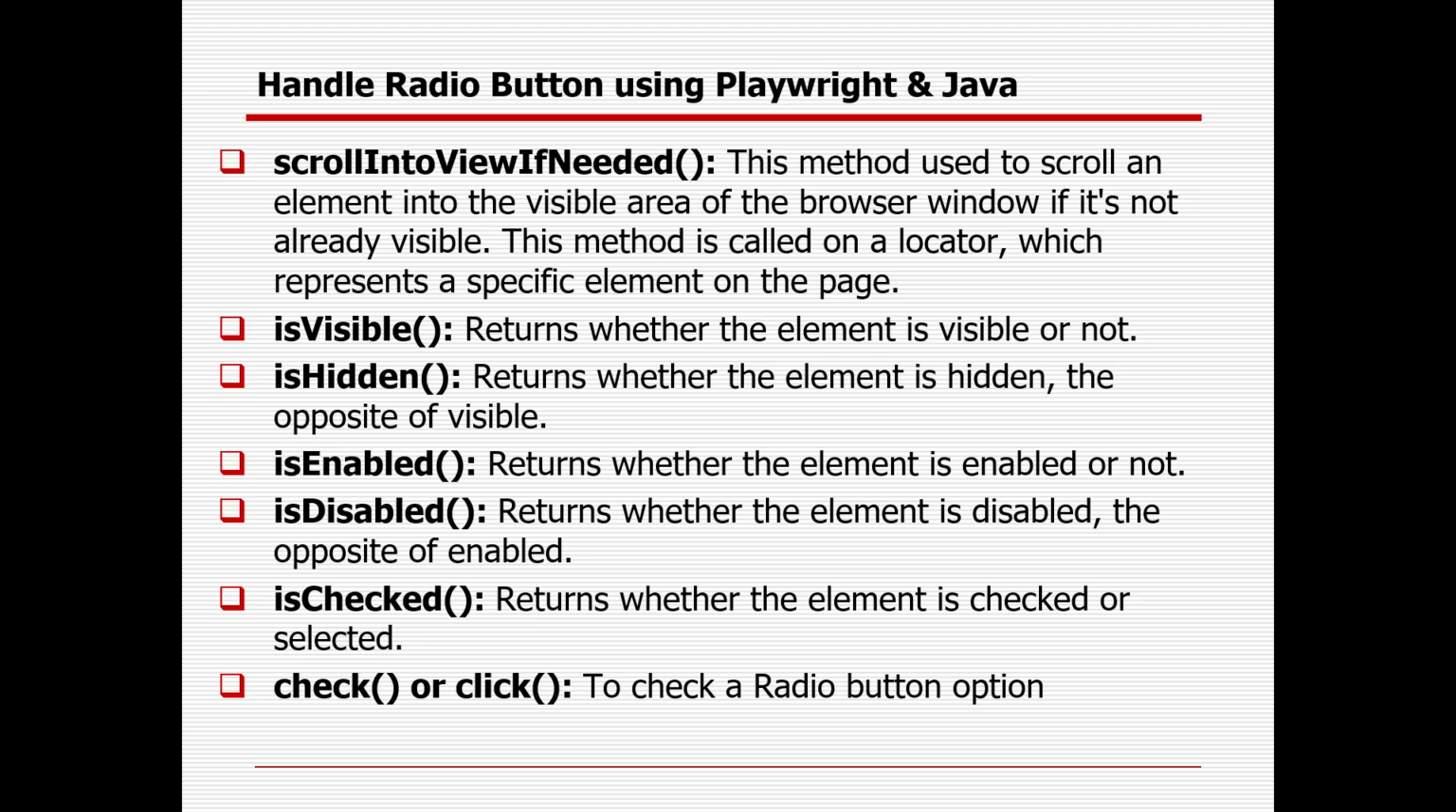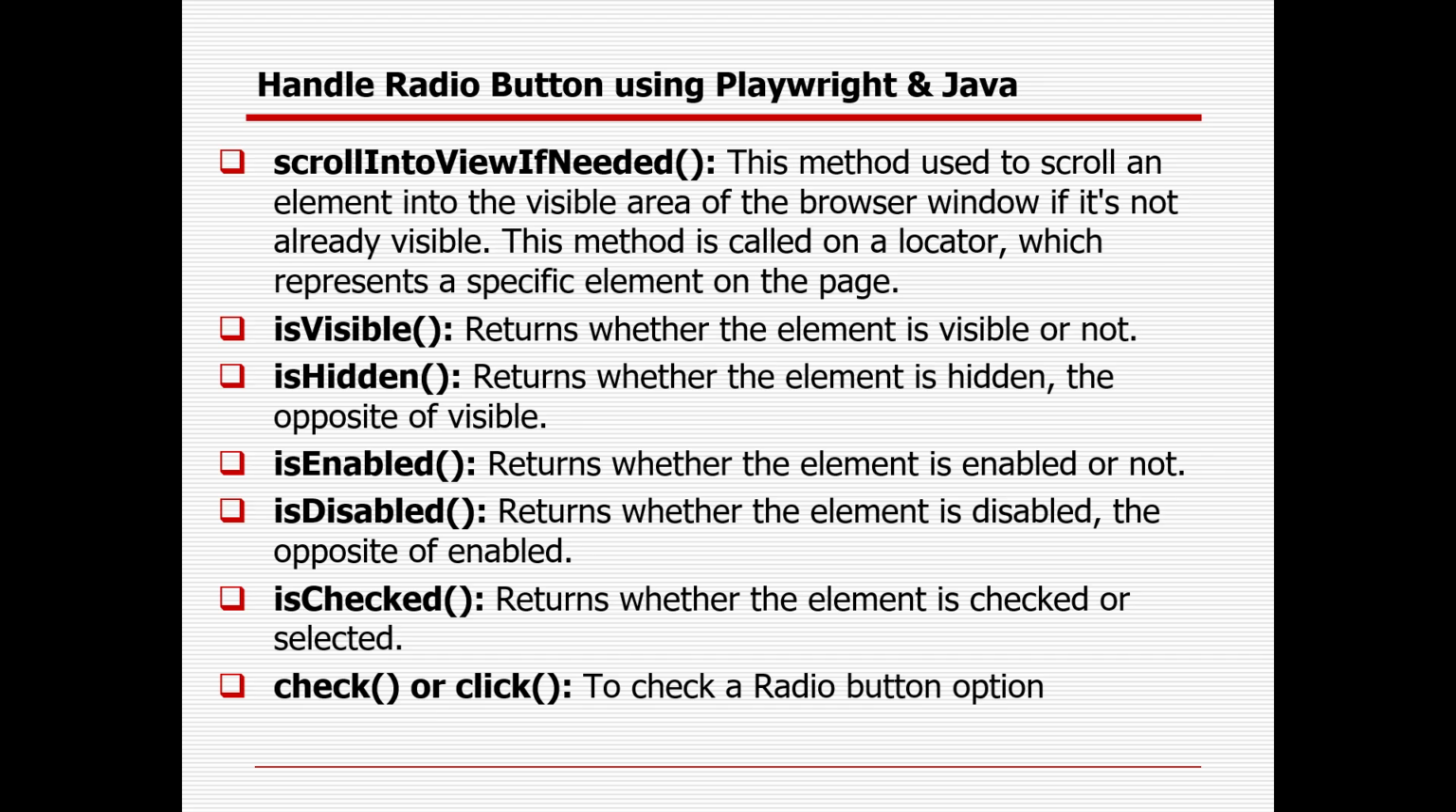After that, there is the isVisible method, which will return whether the element is visible or not. isHidden returns whether the element is hidden; it is the opposite of the isVisible method. isEnabled will return whether the element is enabled or not. So in case the element is visible and enabled, then only you can do the operations. isDisabled returns whether the element is disabled or not. It is the opposite of the isEnabled method.